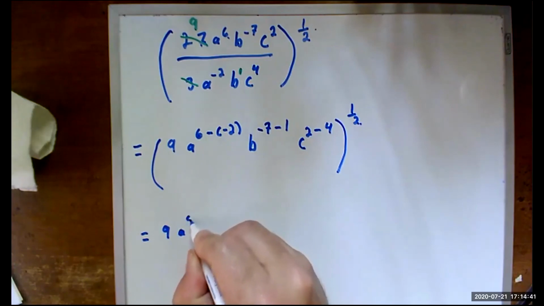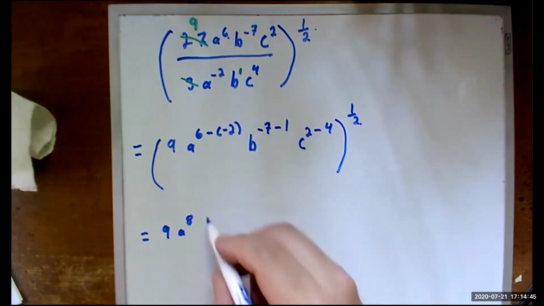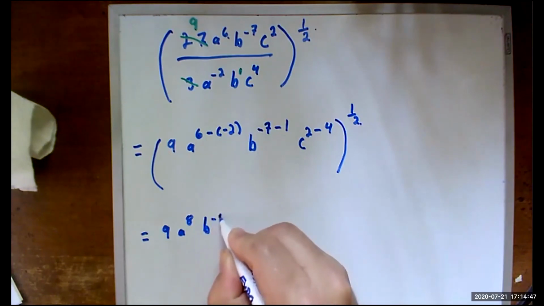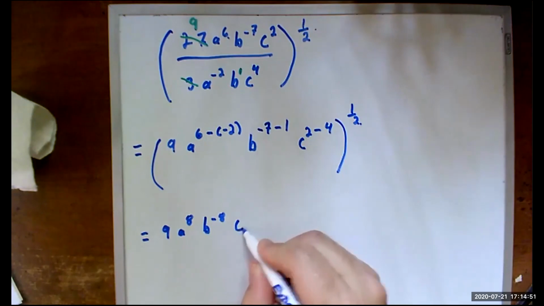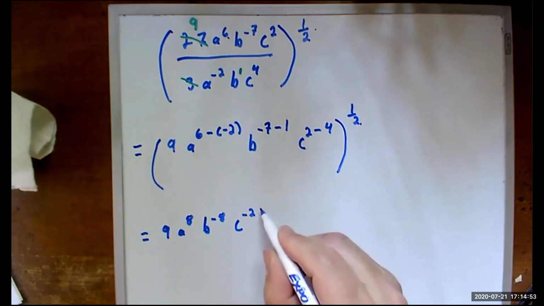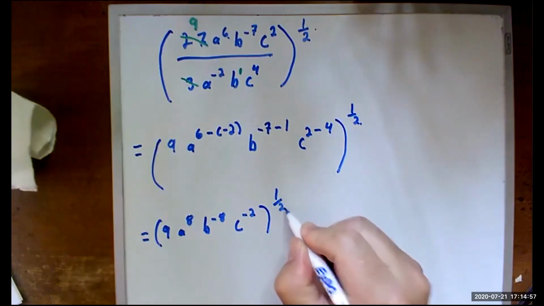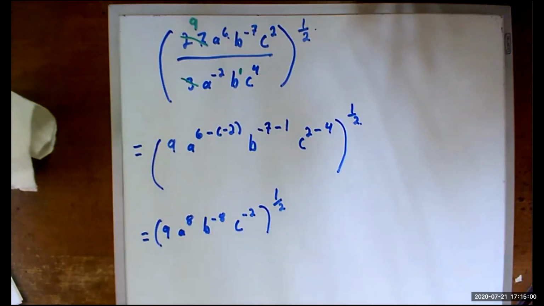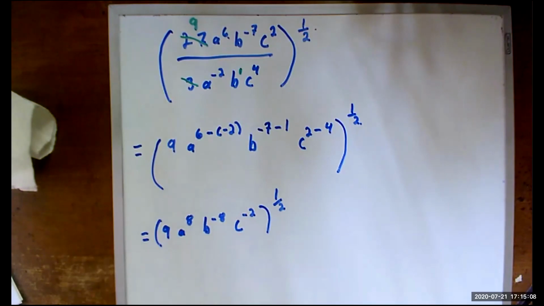Now we can simplify everything inside here. The 9 stays as it is. 6 minus -2 is the same as saying 6 plus 2, so we end up with a to the power of 8. -7 minus 1 becomes b to the -8. 2 minus 4 gets us -2. This is all still in brackets and all still raised to the power of 1/2.